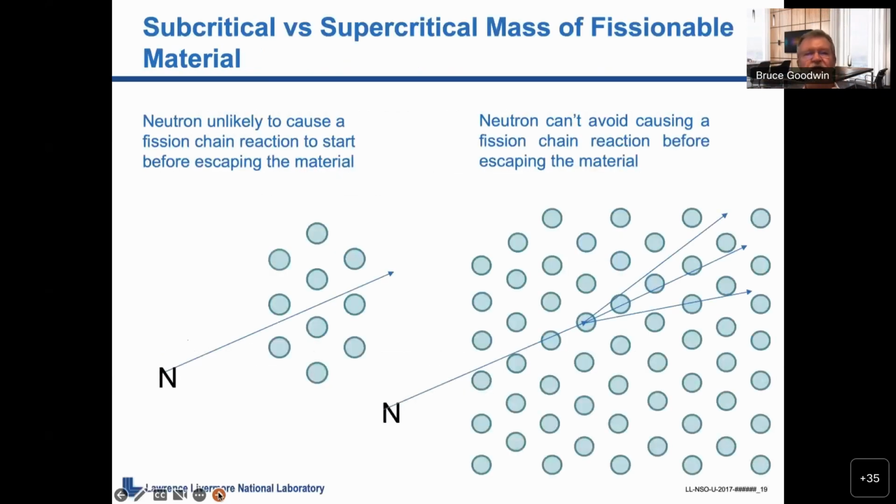So in these cartoons I've drawn, I'm representing atoms as the little blue balls. And clearly, if you don't have enough atoms present, the neutron's not going to hit anything and cause a fission or a chain reaction. But if you can put enough mass together, enough of these atoms, a neutron can't avoid hitting an atom and starting a chain reaction and hitting other atoms with the subsequent neutrons that get produced. So subcritical versus supercritical mass is the idea here.